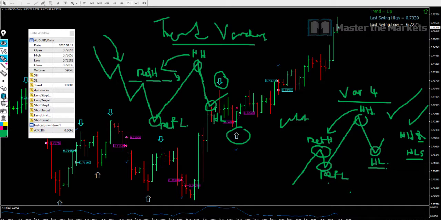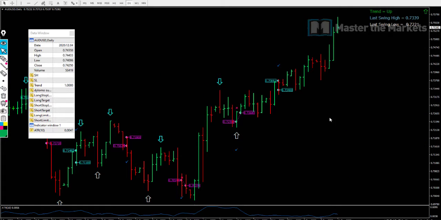Okay, so those are the trend variations. Variation 4, and this is what we call variation 5. These are the two trend variations you can look at in established trends. All right, good. Now, why would that be important? Why would trend recognition be important for those two trend variations?